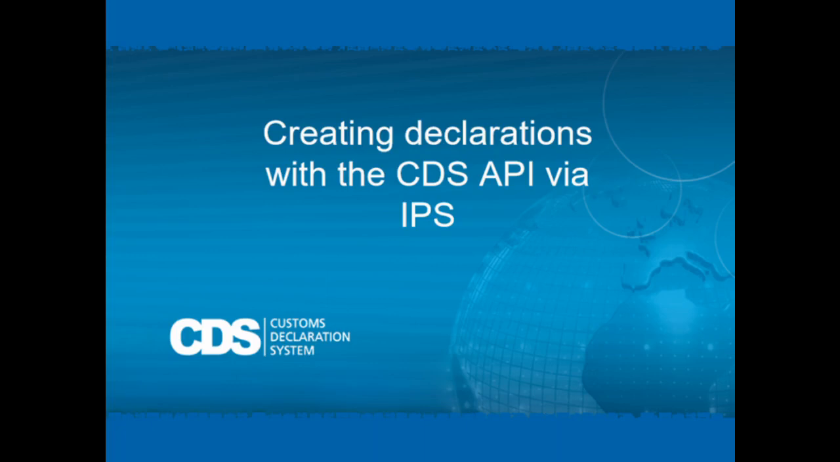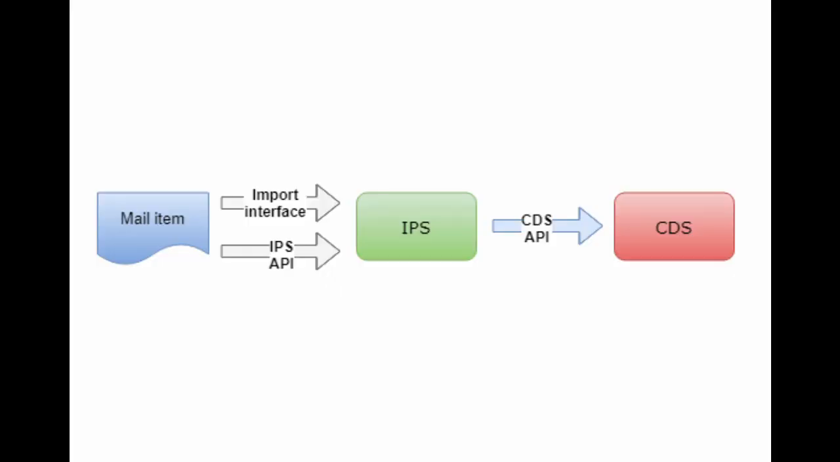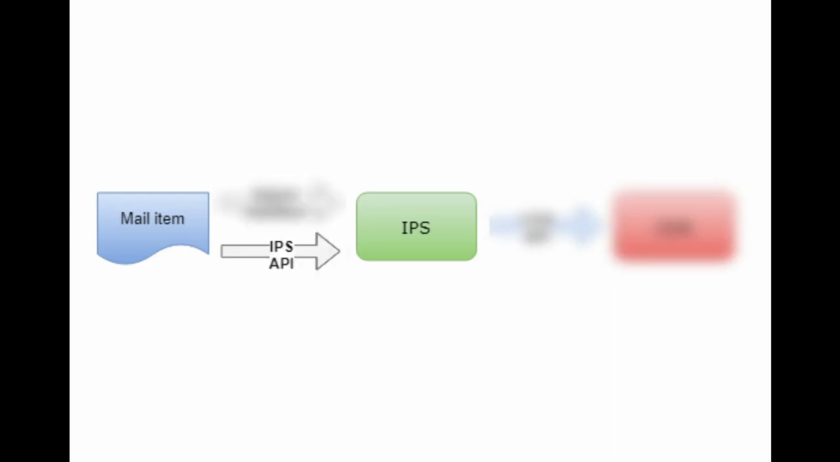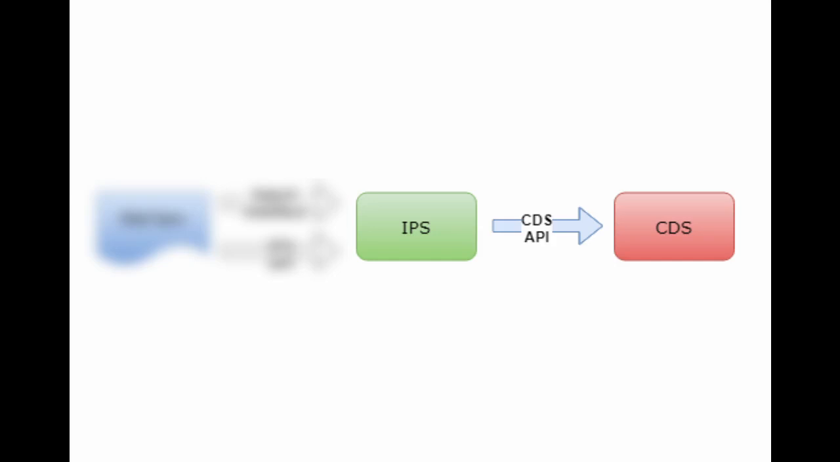If you do want to use this feature, you will need to upgrade to IPS version 2019 package 12 or above. You can watch our video about creating declarations with the CDS API if you want more information about this. In the video, I'm going to show you two different ways to import the mail items into IPS, with the IPS import function and with the IPS API. I'm also going to show you how to set up the interface between IPS and CDS.